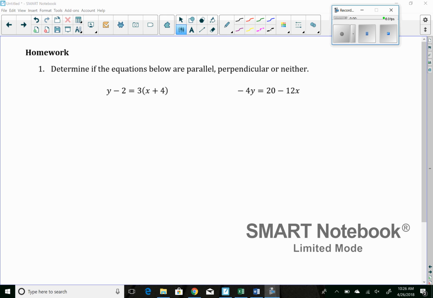So in today's lesson, we learned that parallel lines have the same slope and perpendicular lines have perpendicular slopes, which are negative reciprocals. So the first question says, determine if the equations below are parallel, perpendicular, or neither. So again, as a quick reminder, parallel just means same slope. Perpendicular means negative reciprocals.